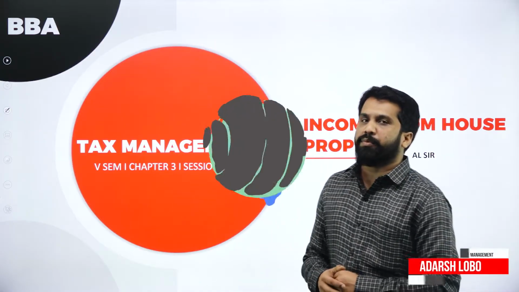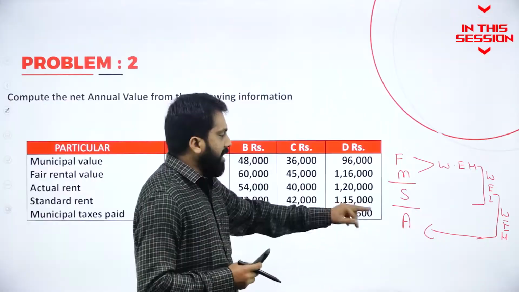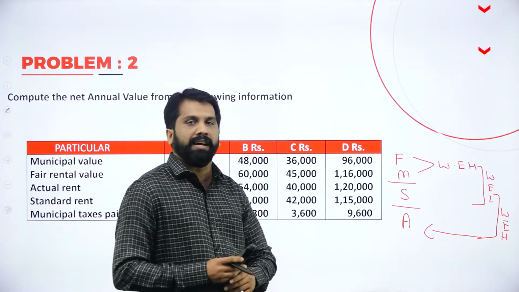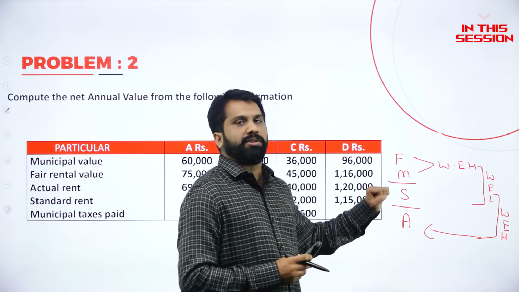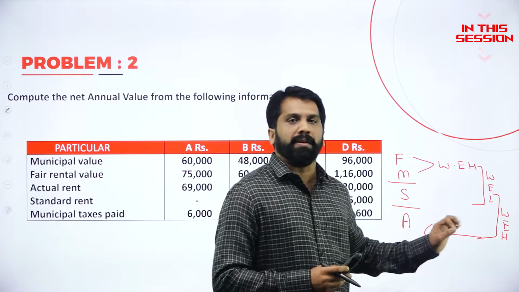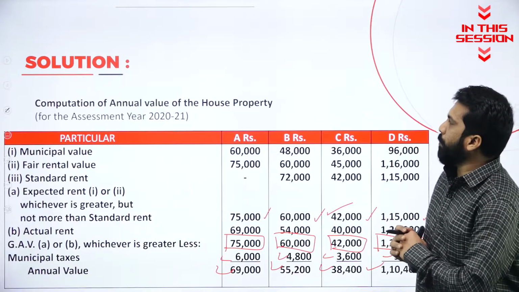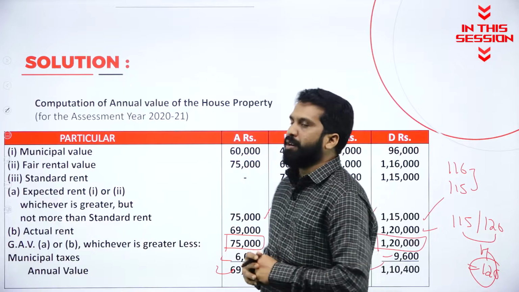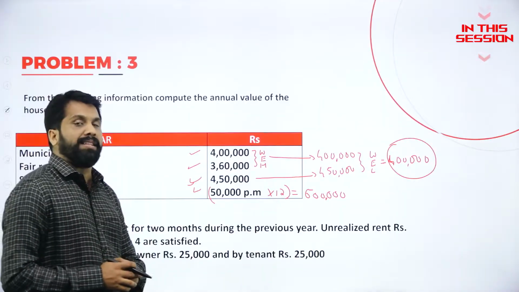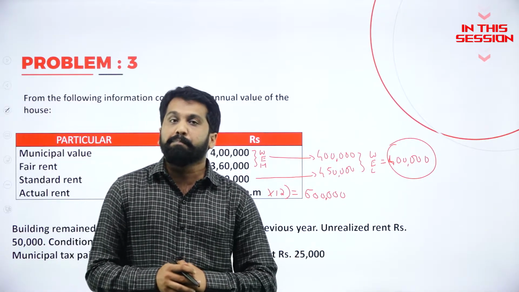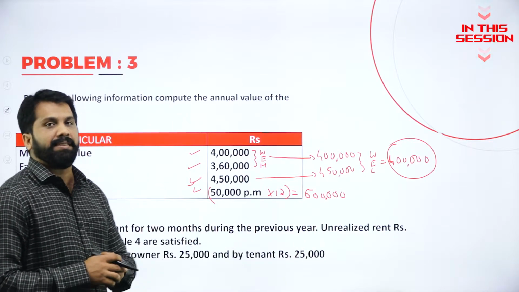In today's session, we will solve problems on income from house property. Again, you compare with actual rent, whichever is higher. This is a procedure to solve this particular problem. This is all about your computation of annual value of house property. Remember, unrealized rent we will not consider, but we will consider vacant period.